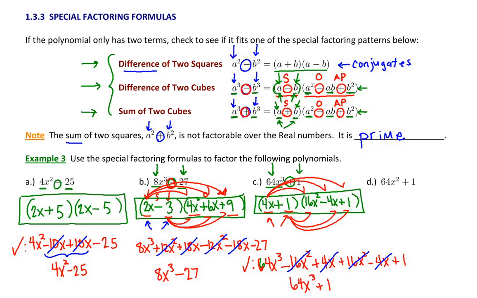We have 64x squared plus 1. 64 is a perfect cube, but it is also a perfect square. So my first term is a perfect square. The second term is a perfect square, but there's a plus in between. So don't let this one fool you. Remember, the sum of two squares is not factorable. So that's kind of good news. If you're tired here, this one's prime, and we are done with that one. So please take some time to memorize and practice these special factoring formulas.